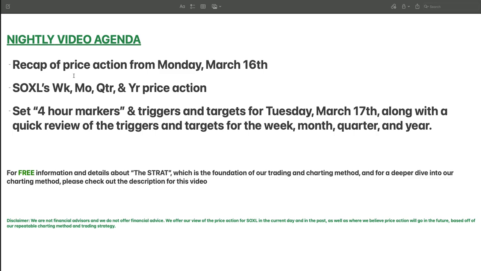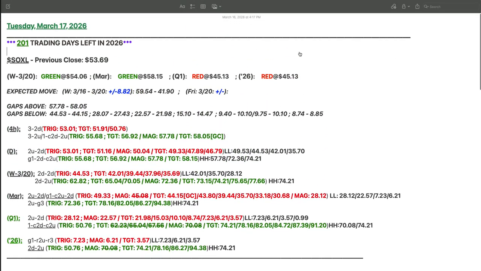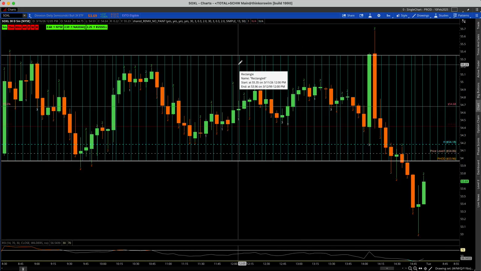First, we're going to recap the price action from today, Monday, March 16th. Then we'll zoom out like we always do, take a look at the week, month, quarter, and year price action before we zoom back in to set what we call the 4-hour markers and the triggers and targets for Tuesday, March 17th. And we'll do a quick review of the triggers and targets for the week, month, quarter, and year as well. So let's get back to the chart that we started out on.